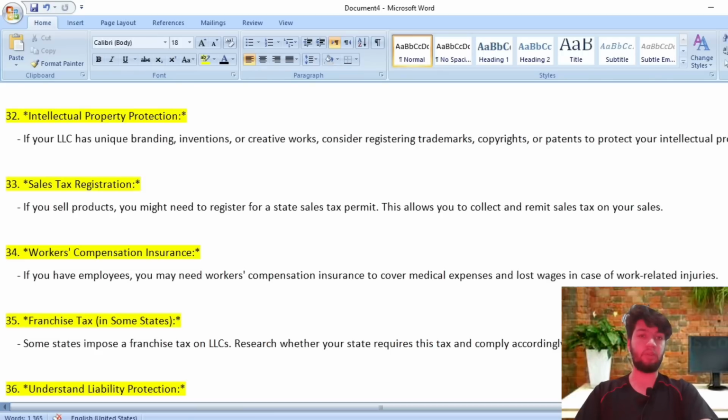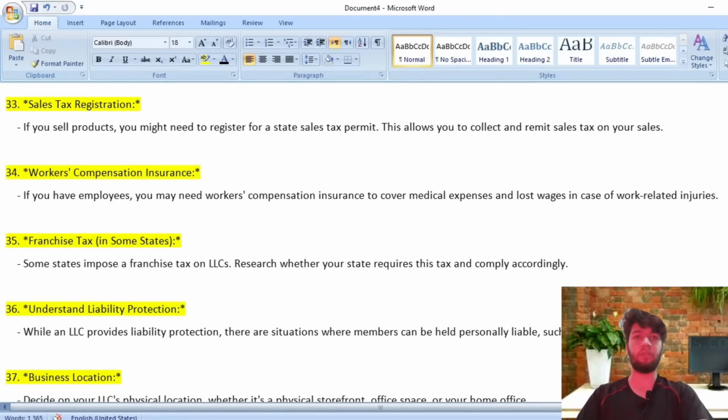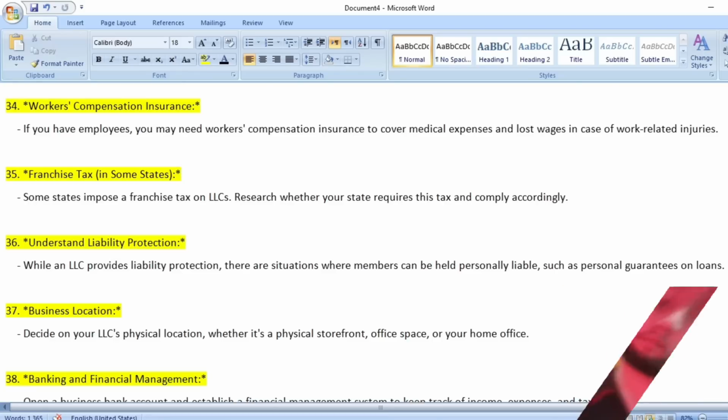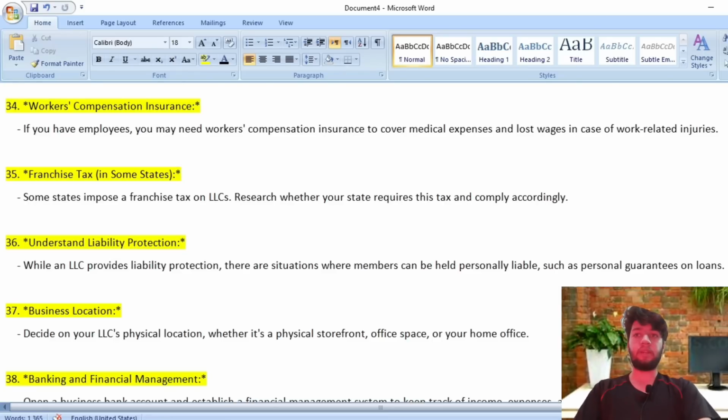Franchise tax in some states. Some states impose a franchise tax on LLCs. Research whether your state requires this tax and comply accordingly. Understand liability protection. While an LLC provides liability protection, there are situations where members can be held personally liable, such as personal guarantees on loans. Business location. Decide on your LLC's physical location, whether it is a physical storefront, office space, or your home office.